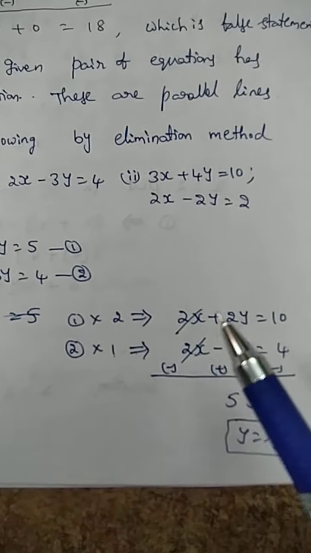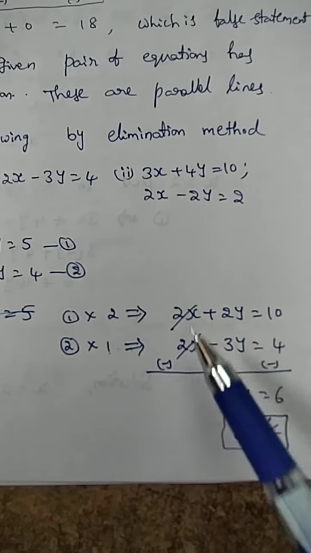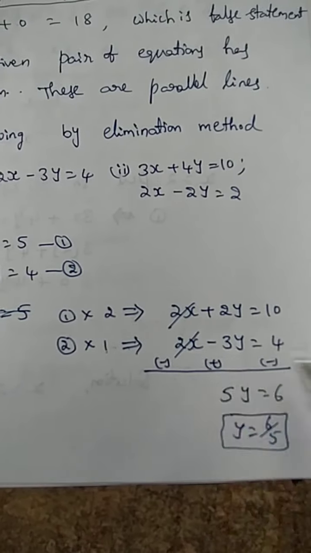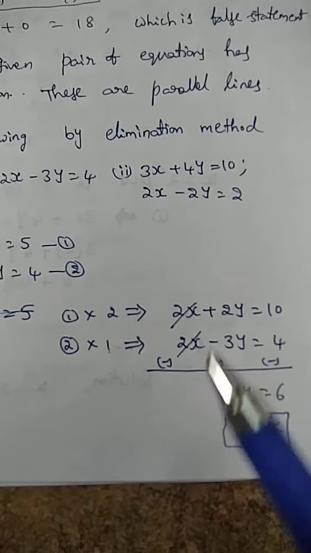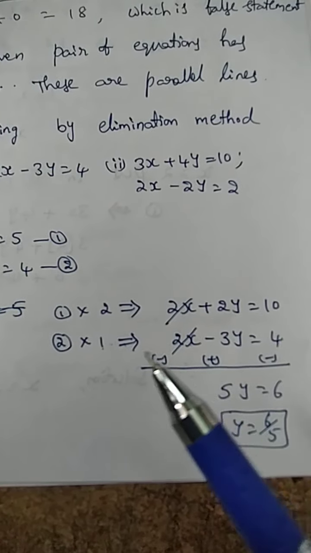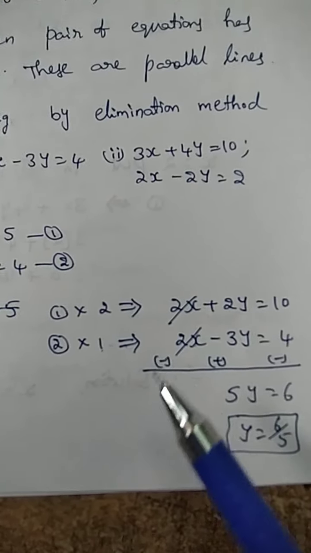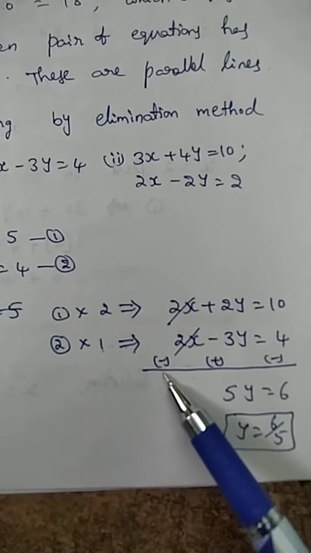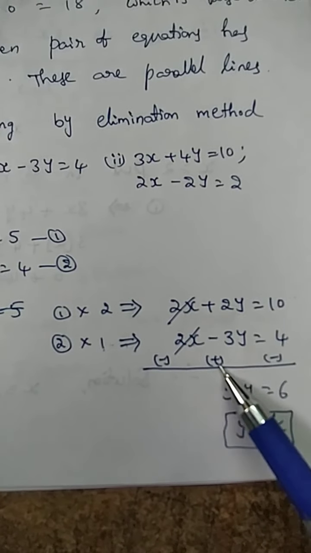Now both are the same. If both are the same, we can subtract the second equation from this equation. Whenever you subtract the second equation, automatically change the sign of the coefficients. It is plus 2, change it to minus 2. It is minus 3, then change it to plus.